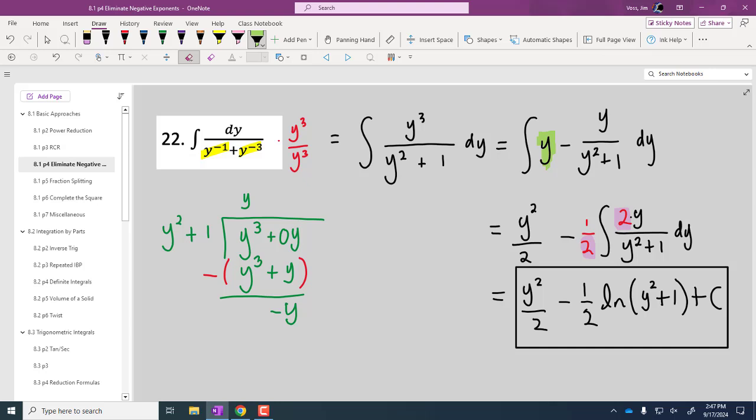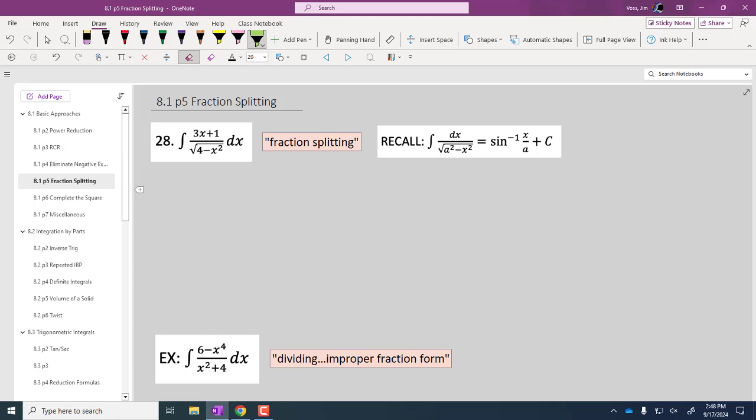All right, so next technique, fraction splitting. Notice that this denominator here has 2 terms. The numerator has 1 term. There's no way to split that fraction. If you have a fraction where the denominator has 2 terms, there's no way to split it into 2 fractions. You can't just separate it. Well, if the denominator is 1 term and the numerator is multi-termed, you can split it.